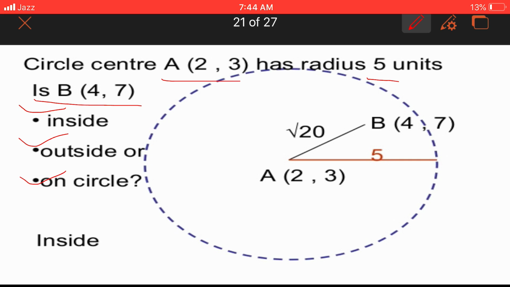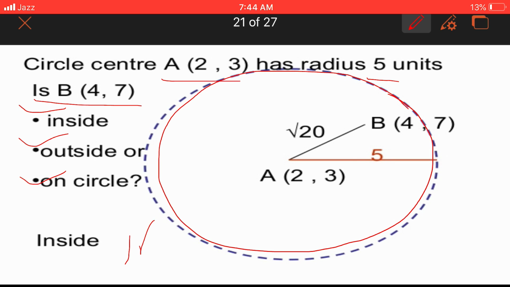As all of you know, if a point lies on the circumference of the circle, or on the boundary of the circle, then the distance between that point and the center is always equal to the radius. So what we will do here is find the length, or the distance, between A and B. Just calculate this distance. If it is equal to 5, it means the point lies on the boundary or the circumference.